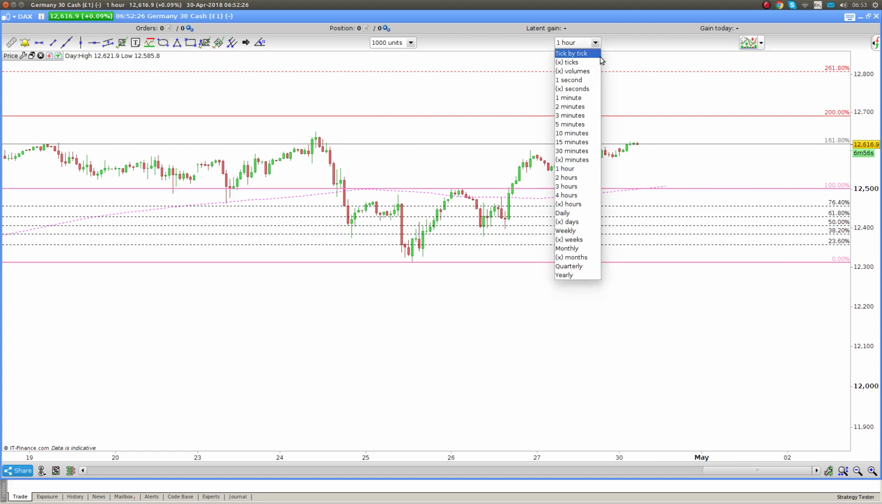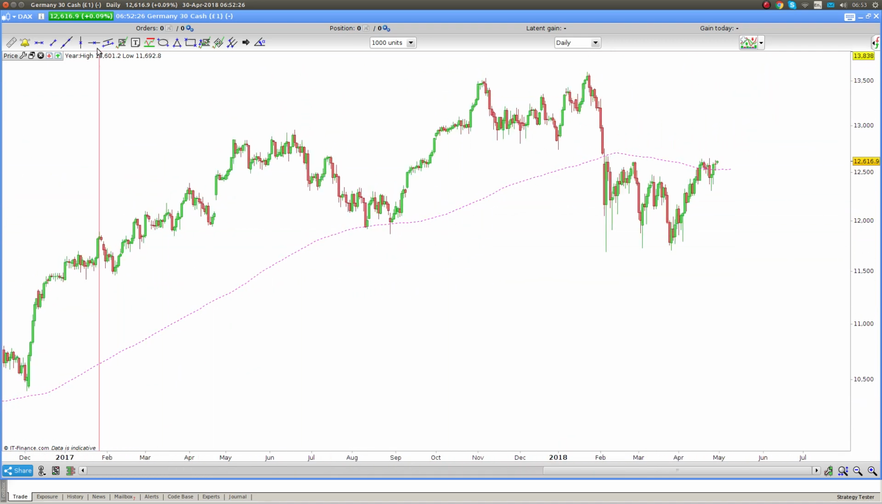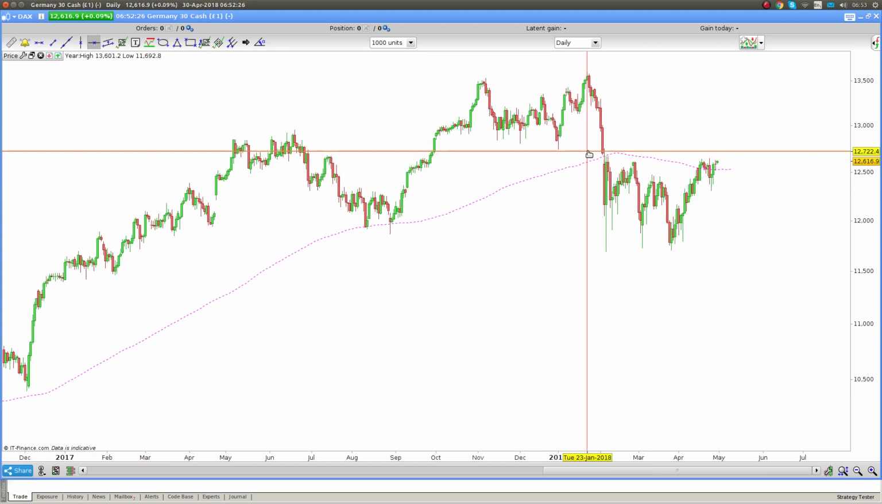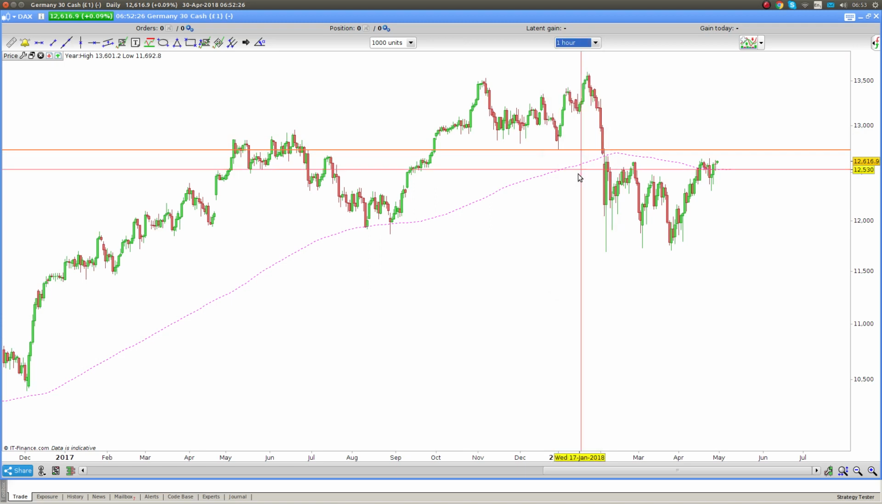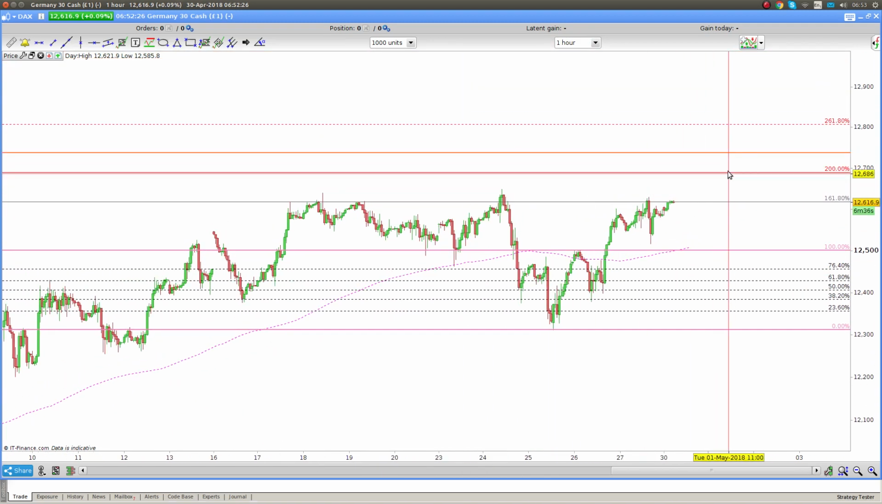Okay. Now I want to just come back to, we have some levels here. So we have a daily level sitting here. Okay. Let's come back to the hour. And the daily is just above the 200.